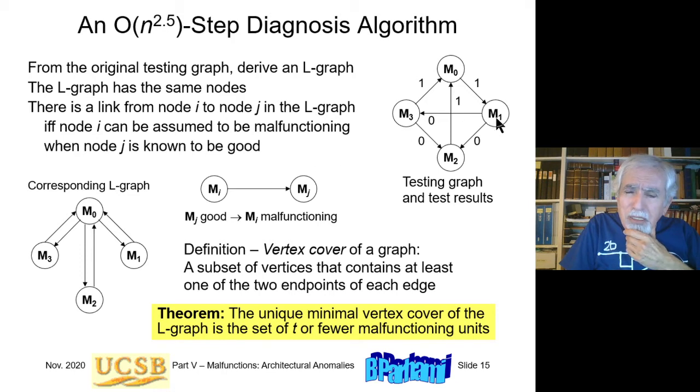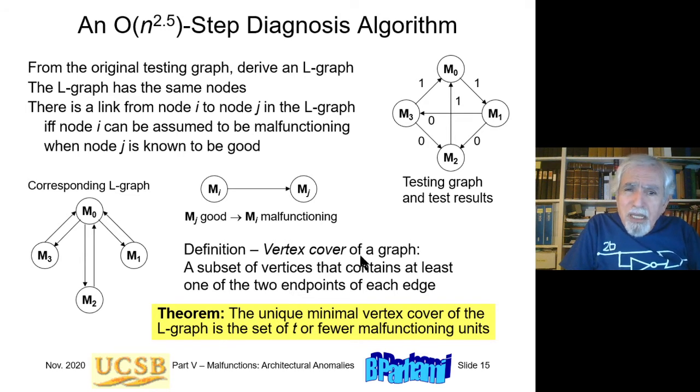Okay, similarly, if we know that M1 is good, then M0 must be malfunctioning because of this test outcome, because a good module does not make an incorrect diagnosis. So if M1 is good, then M0 must be bad. So that's the reason for this link. Okay, so in this way, I can construct this L graph.